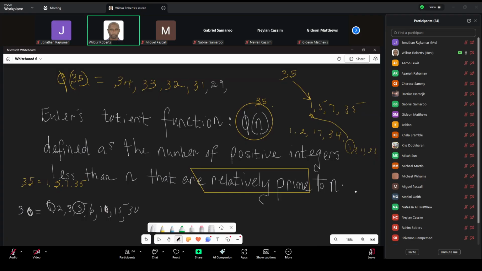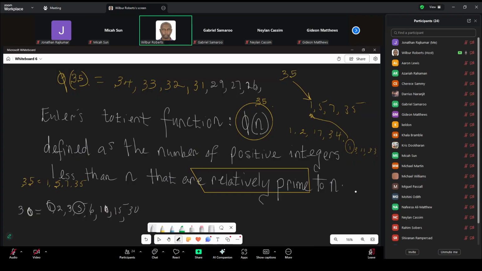28 is what? 1, 2, 7. So it can't be 28. 27 is 1, 3, 9, 27. So not 27. 26 is 1, 2, 13, and 26. So 26 will be relatively prime. 25 will be 1, 5. So they will share two numbers, 1 and 5.